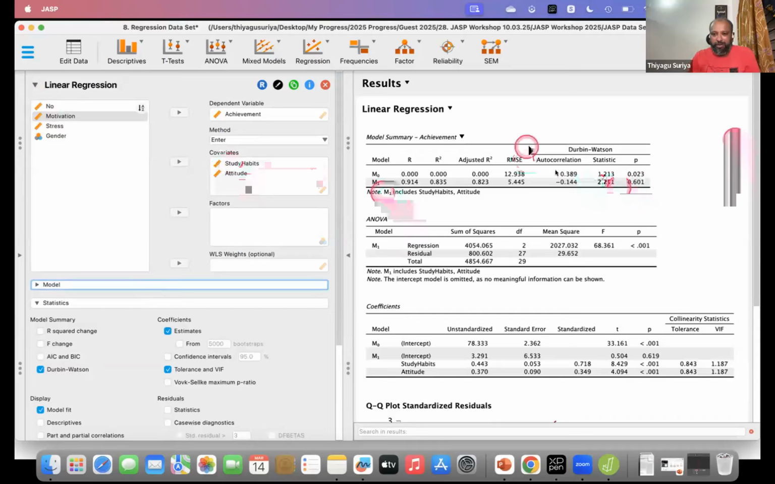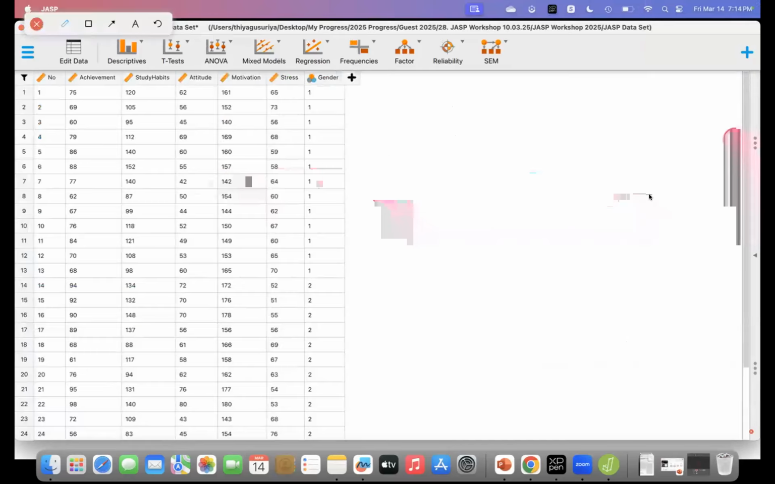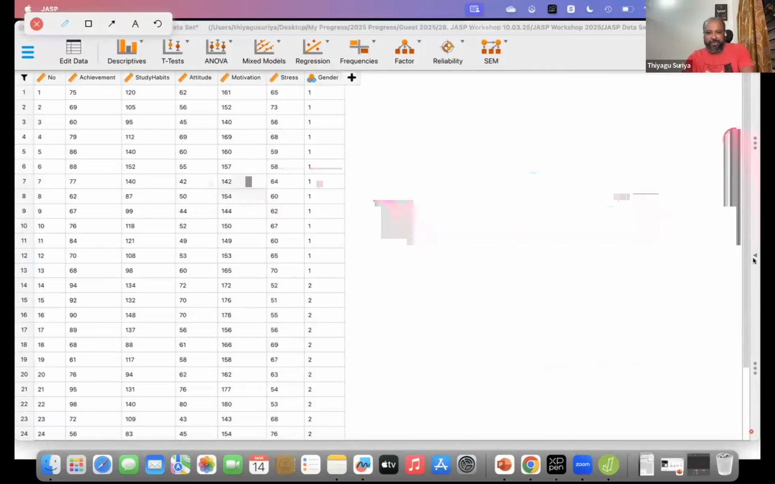You can see the M1 model, 2.251, sir. Is it acceptable or satisfied or not? Yes, sir, within acceptable, sir. Within 2.25, it is acceptable.